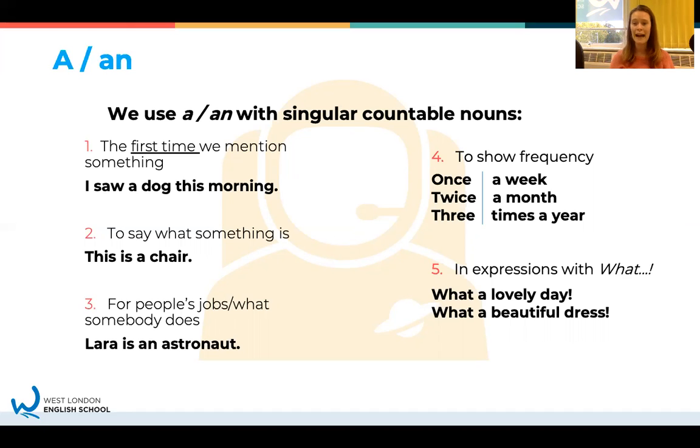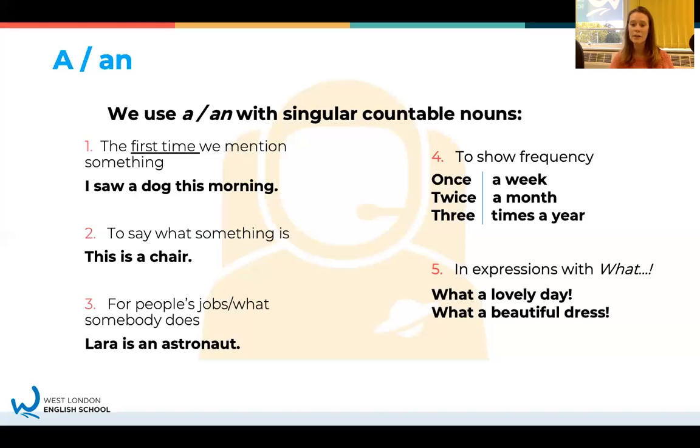We also use a and an for people's jobs. Now, this is again something to watch out for, because in your language you might not do this. In English, we always use a or an. I am a teacher. Lara is an astronaut. Cool job. Nice. My friend Jem is a physiotherapist.